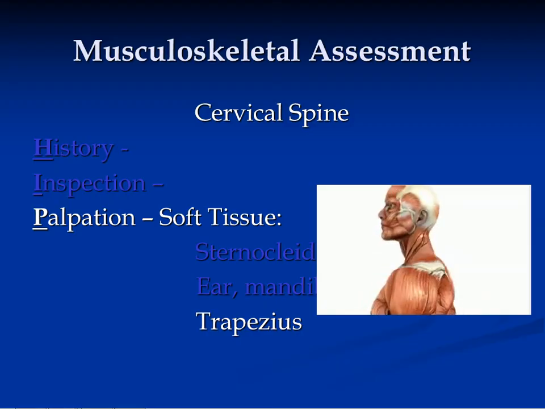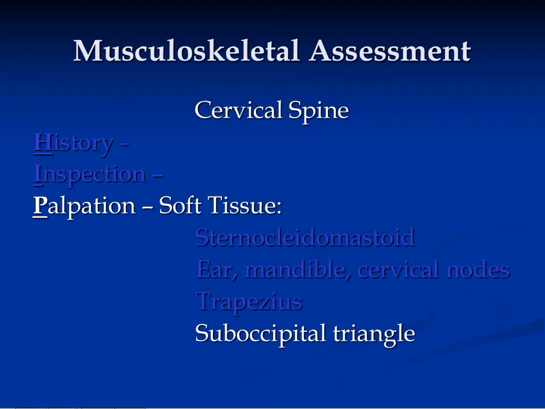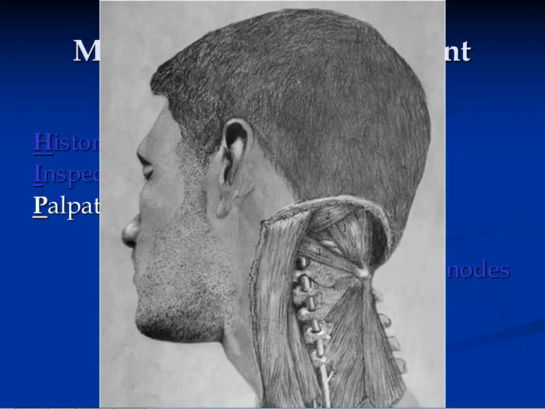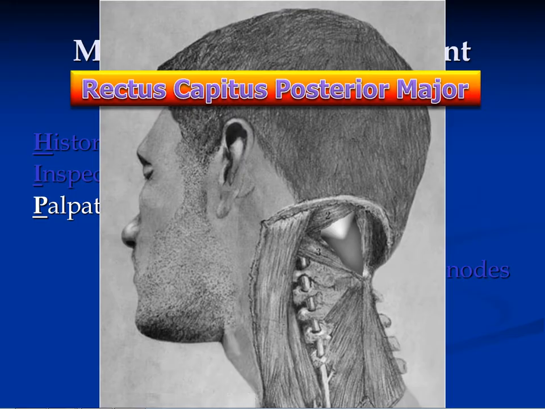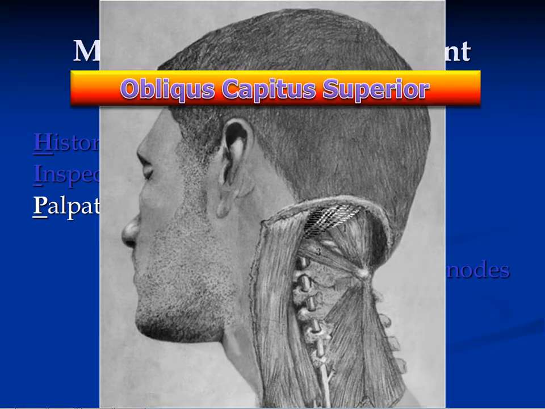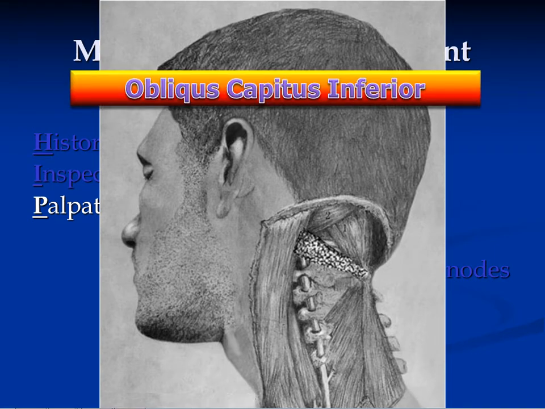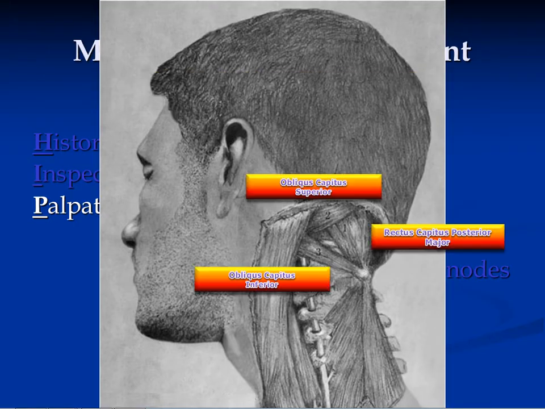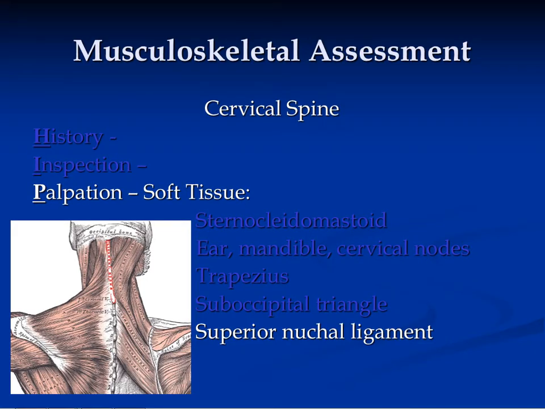the trapezius, the suboccipital triangle, which includes three muscles: rectus capitis posterior major, obliquus capitis superior, and obliquus capitis inferior. We also want to make sure that we palpate the superior nuchal ligament.